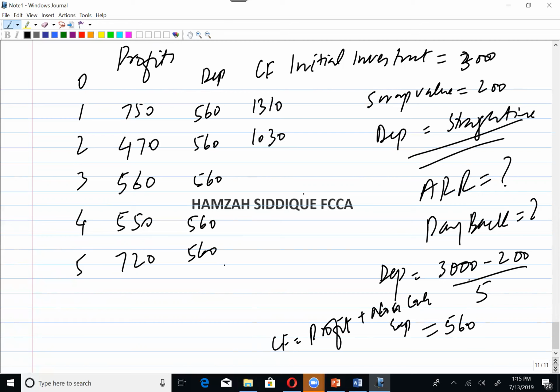1030, I think it is. 560 plus 470, yes. Next, 1120. 1110. And here 1280. So now we can calculate payback from here. Quite easy. Calculate, please, and tell me the answer. Initial investment is 3000 negative.